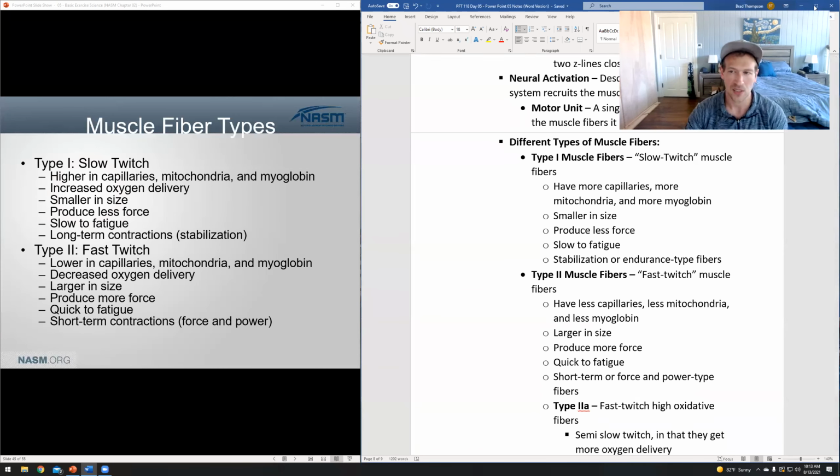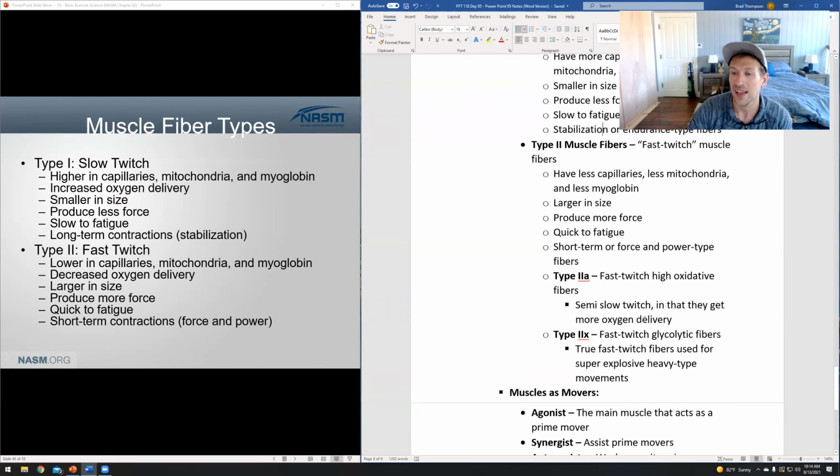But they tend to be much smaller in size. So they're able to do very long sustained contractions. They have a lot of endurance. They don't produce very much force because they're kind of small. But they're very slow to fatigue. When you think about your rotator cuff, the muscles in your core, or even just the muscles in your calf when you're walking, that's very much like slow twitch fibers that have a lot of endurance, right?